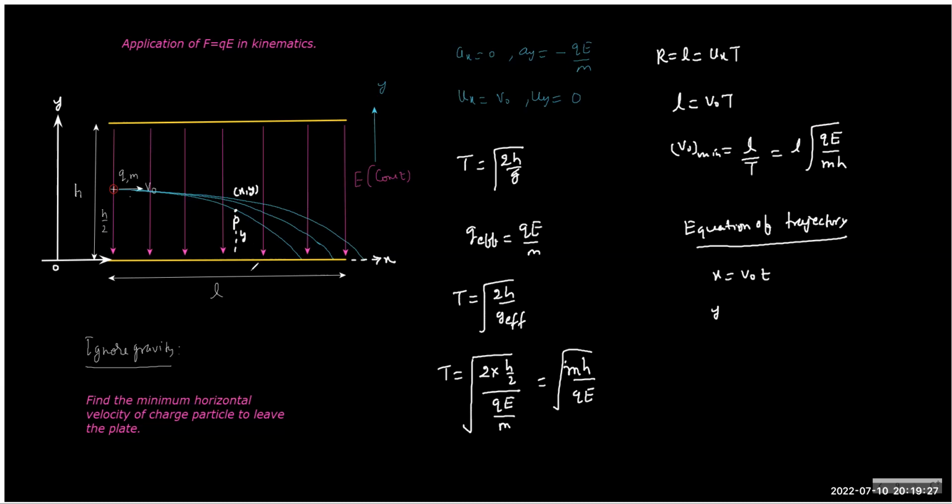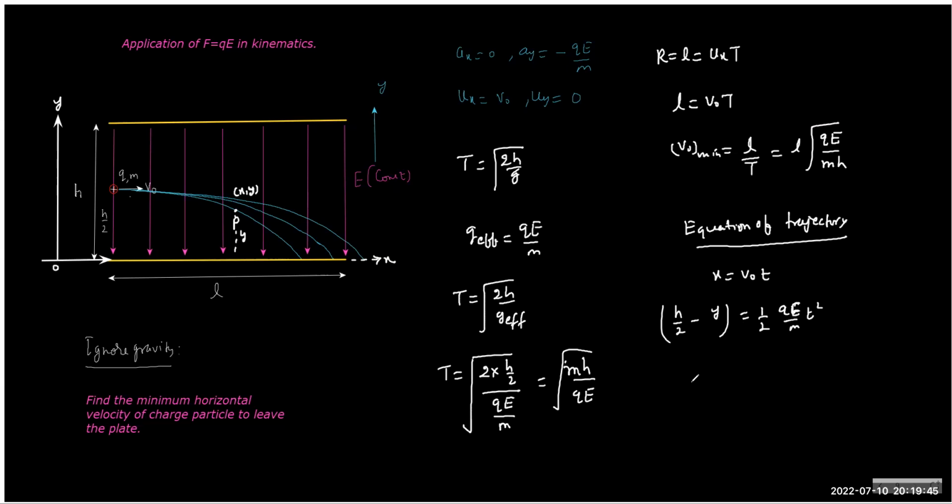So can I write it like h by 2 minus y? I'm writing directly. The vertical displacement is half qE by m into t square. Yes. Correct.